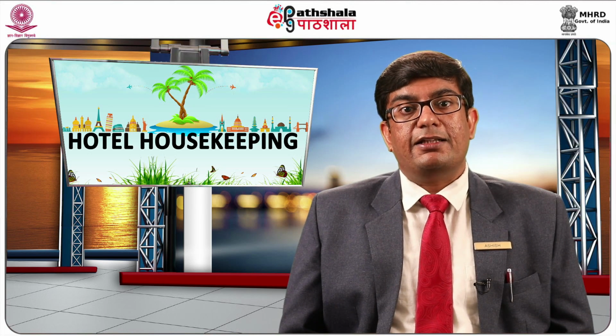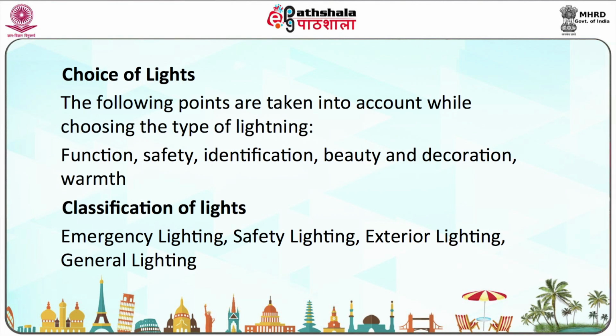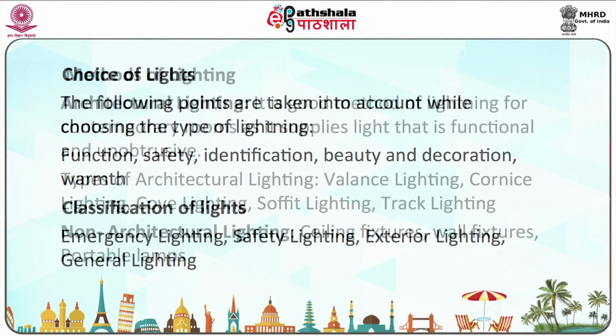Now, we shall discuss the choice of lights. The following points are to be taken care of when we are choosing the type of lighting, that is function, which is important, safety, identification, beauty, decoration and warmth. If these points are considered, the selection of light can be a good decision considering what the prime purpose is. Classification of lights. Lights can also be classified as emergency lighting, safety lighting, exterior lighting and general lighting.